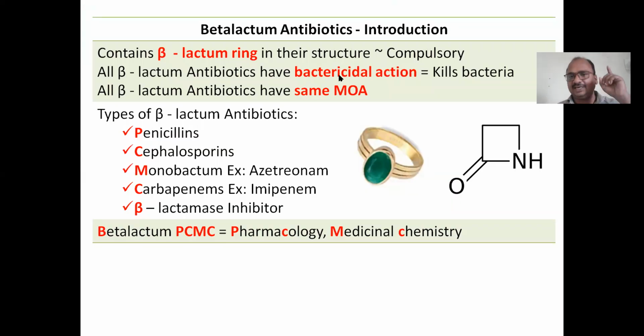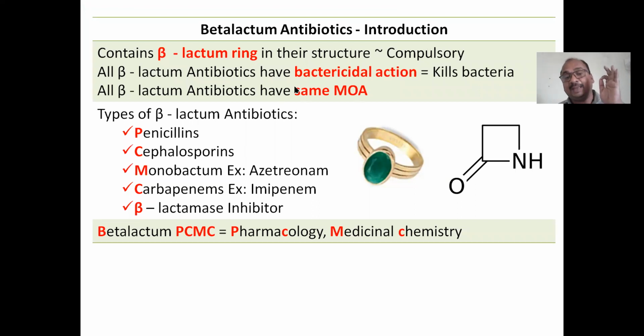Beta-lactam antibiotics compulsorily consist of a beta-lactam ring. This is the structure of the beta-lactam ring: a simple square, with one stone like this. Here also you can imagine one simple highlighted stone at this angle. And another one is NH, that you know is a nitrogen. So it compulsorily contains a beta-lactam ring.